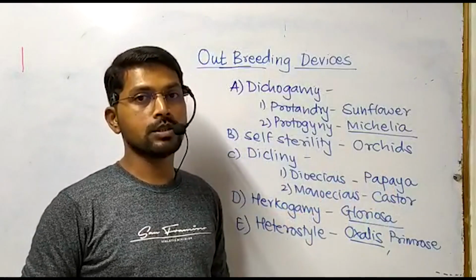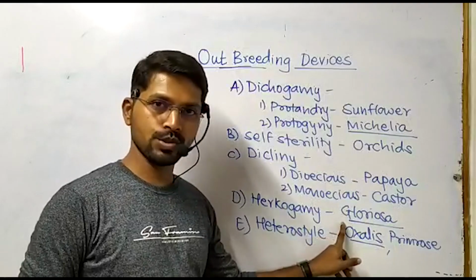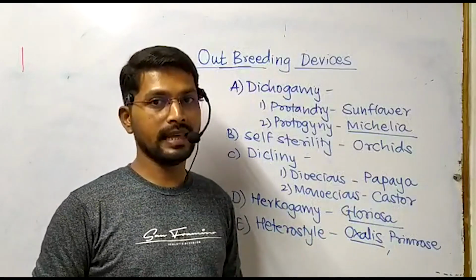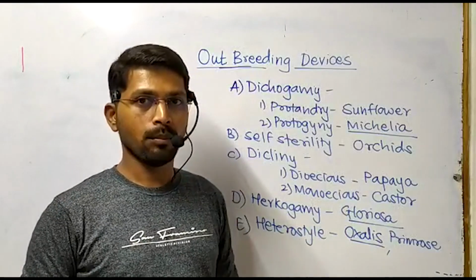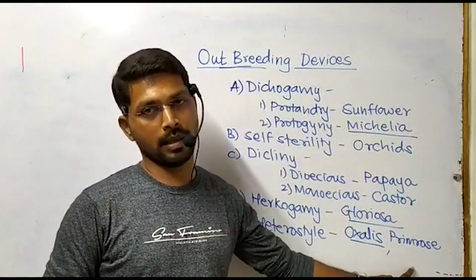Hercogamy, by means of producing mechanical barriers. The best example is Gloriosa, and the last one is heterostyly, which is related to different lengths of filaments and styles present in the same flower, and the best examples are oxalis and primrose.